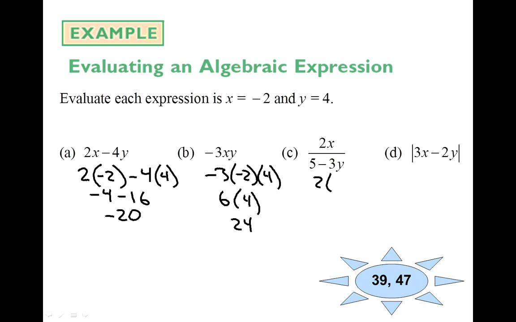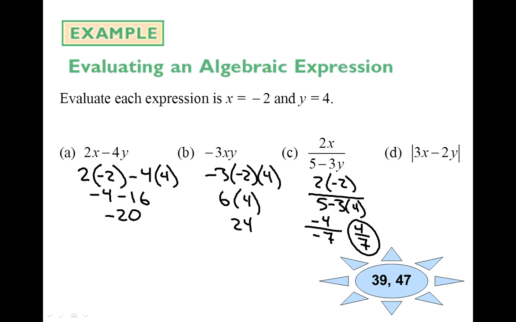2 times -2 all over 5 minus 3 times 4. All right, order of operations. We're going to multiply on top first. We're going to clean up the top. We're going to clean up the denominator, the bottom. 5 minus 12 is -7. So 4/7 will be our answer. 2 negatives.